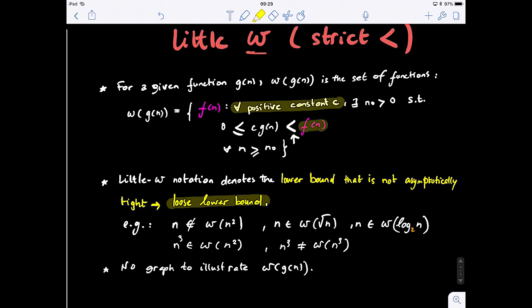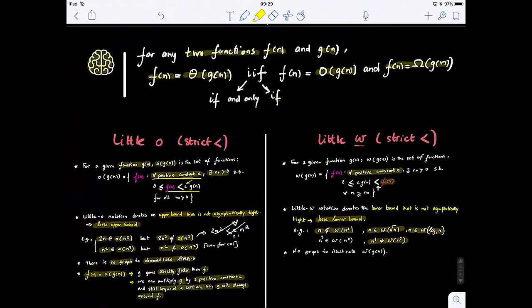And you look at these cases, so n does not belong to little omega of n squared. You can check all of those. Also, we have these different examples. n cubed also, because of the strict inequality, so this is a bit straightforward. Great. So these are the different classes.